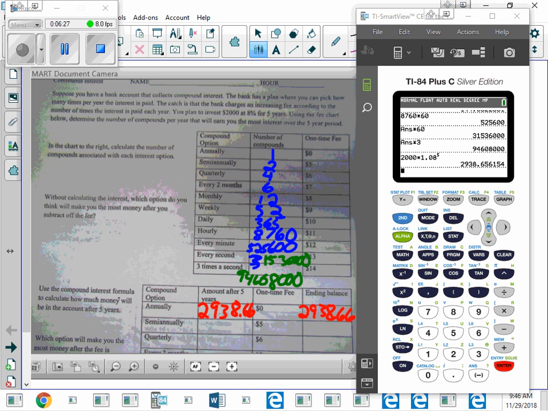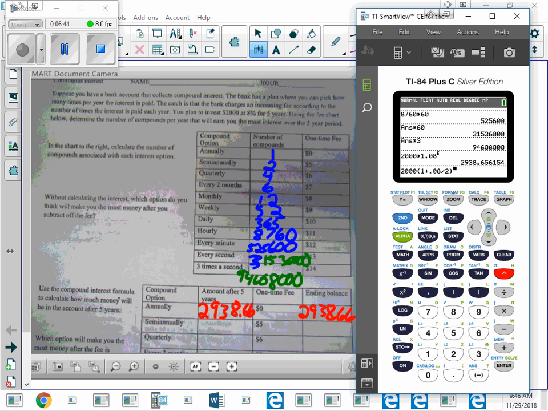Okay, now for semi-annually, we're compounding twice. We need to use the compound interest formula. So this time it's 2,000 times 1 plus, the interest rate is 0.08, but we need to divide that by 2 because we're compounding twice. And then because we're compounding twice, we need to raise it to the 2 times 5.